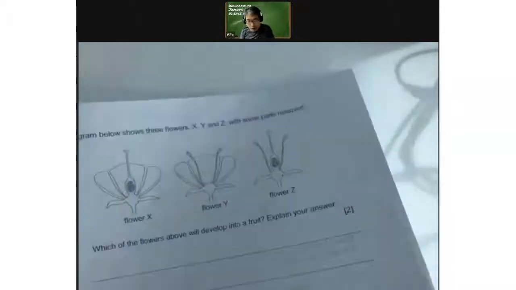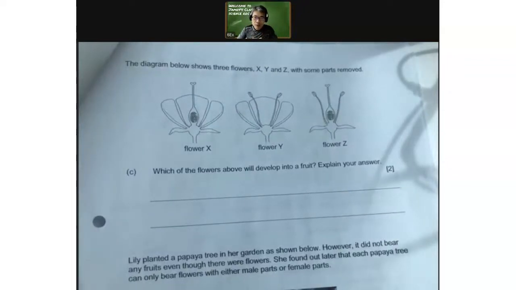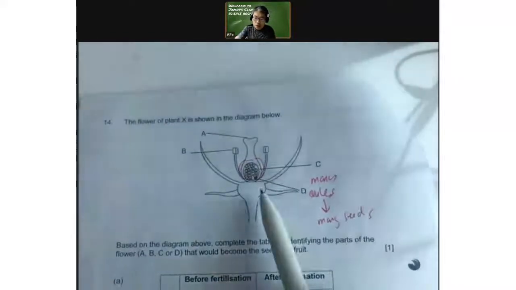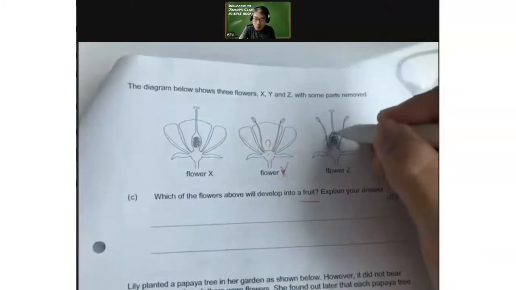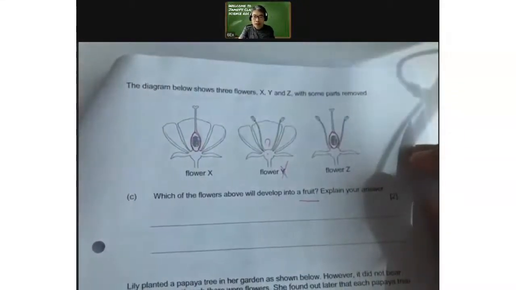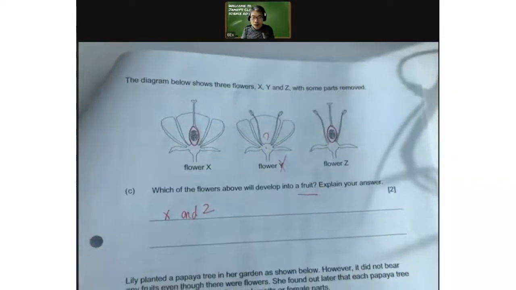Let's go to the last question now. This is not the last question, it's still part of the same question. The diagram shows 3 flowers, X, Y, and Z with some parts removed. Which part of the flower will develop into a fruit? Now remember, fruit comes from the ovary. So there must be the ovary. Y has no more ovary, so Y cannot be the answer. There's still an ovary here. There's still an ovary here. So definitely it must be X and Z. Okay, and that's your claim. Your claim is X and Z.